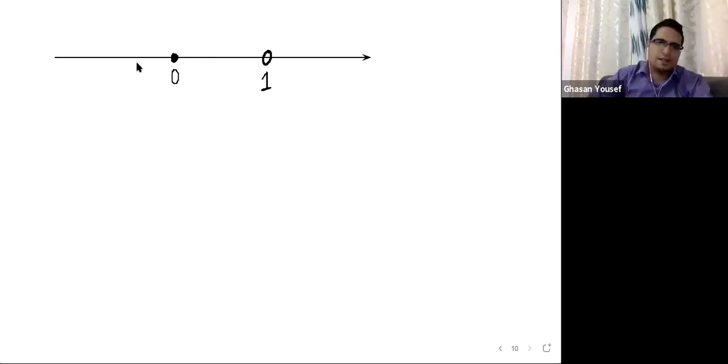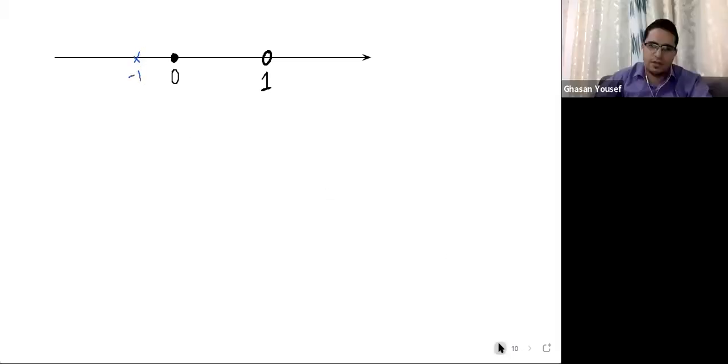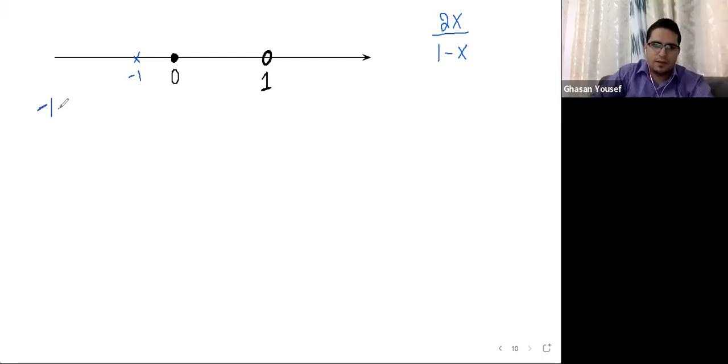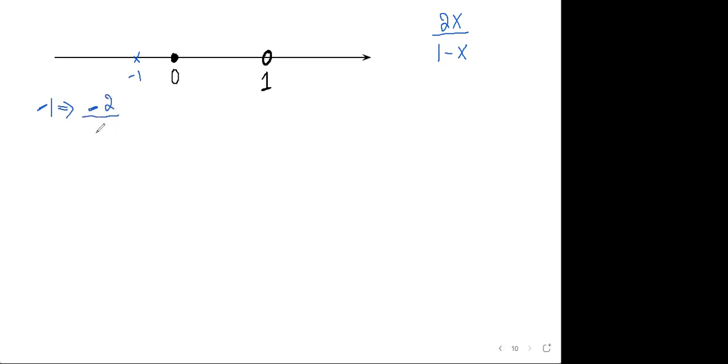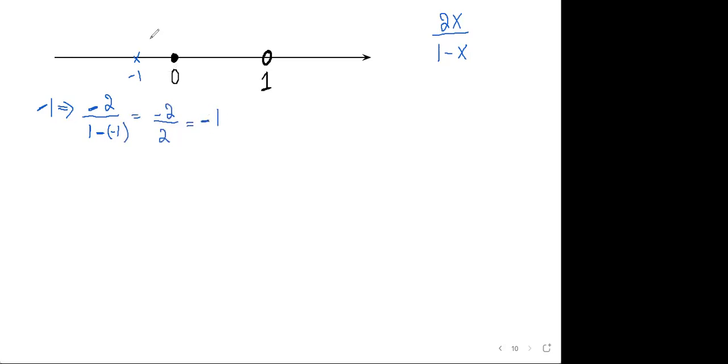Now pick any number less than 0. -1. Plug it inside the equation. The equation is 2x over 1 minus x. Plug in the minus 1: -2 over 1 minus -1, which is 2. So I get -2 over 2, which is -1. So the sign here will be negative.